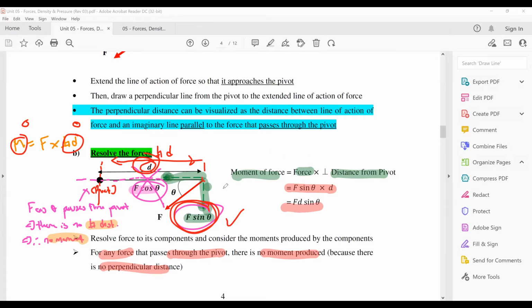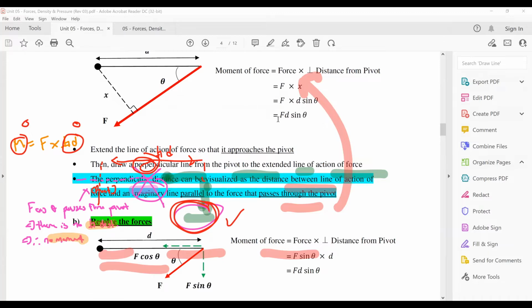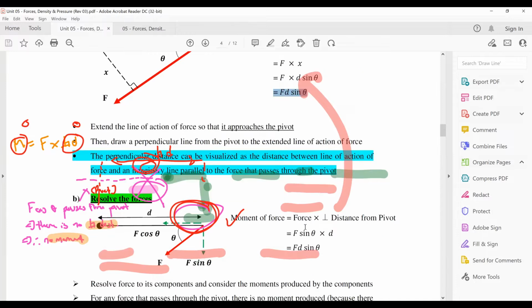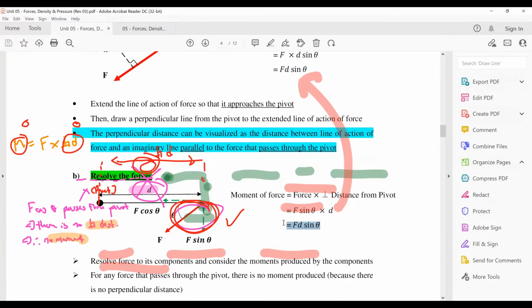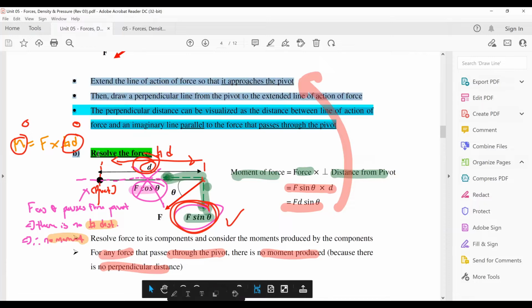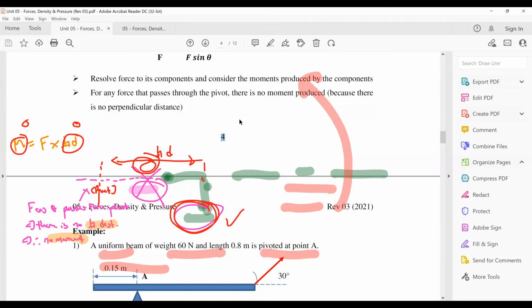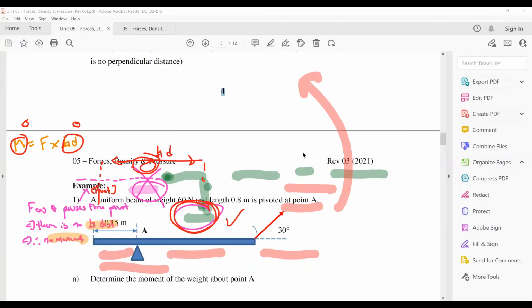You see, this expression that you have here is actually the same as what you have above. If you extended the line of action of the force, you got the moment as F d sin theta. If you were to resolve the forces, you're also getting the moment as F d sin theta. Both will still give you the same answer. Okay, but usually in your exam, it is more common to use resolving the forces to find the moment. Extending the line of action of the force is acceptable, but in some cases it cannot be used. It's difficult to use. It's better to resolve the forces.